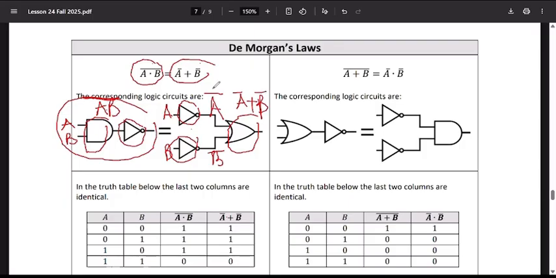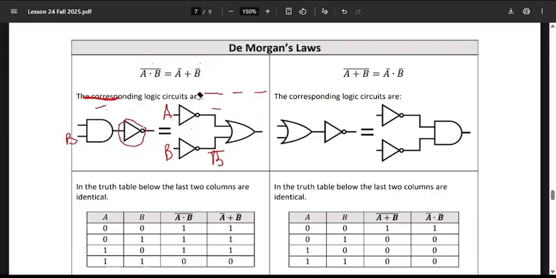Okay, so I've been able to prove that. Now we've been able to prove the first De Morgan law. Now I want to prove the second De Morgan law.